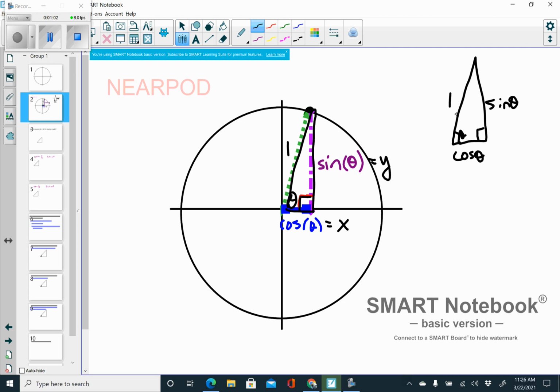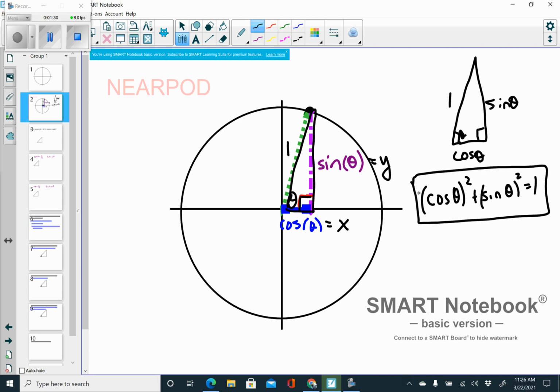So I can apply the Pythagorean theorem, and I get cosine of theta squared plus sine of theta squared is equal to, our hypotenuse is 1, so 1 squared, which is 1. So cosine squared plus sine squared is equal to 1. Here's our little formula that we can go ahead and use. Or you could say x squared plus y squared is equal to 1 is also a formula, because x is cosine, and sine is y.